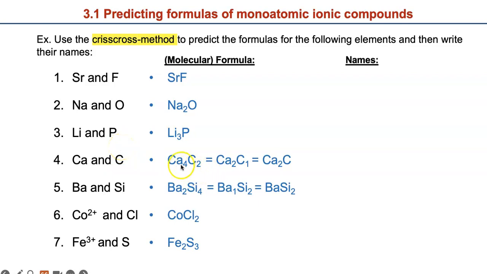This is something I want you to pay attention to. So these can be divided by 2 some more. So you can simplify it some more. So the formula would be Ca2C2, which you write as CaC. And the same with barium and silicon. Barium is +2 and silicon is -4.